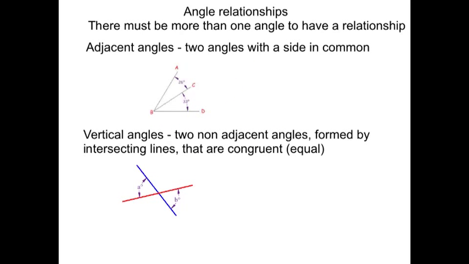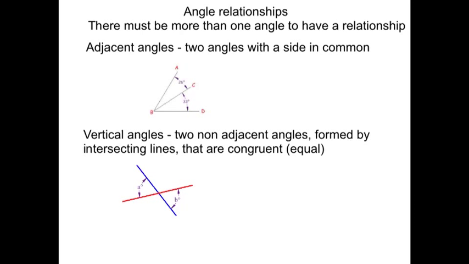So on this slide and the next couple, we're going to be talking about angle relationships. And in order for there to be an angle relationship, there has to be more than one angle, because an angle can't really have a relationship with itself. When we look at the first one, adjacent angles, we're talking about angles that share a common side. They're next to each other.